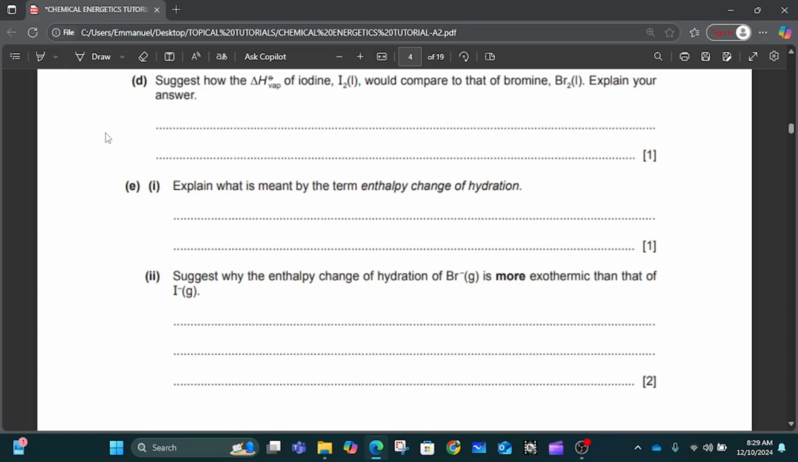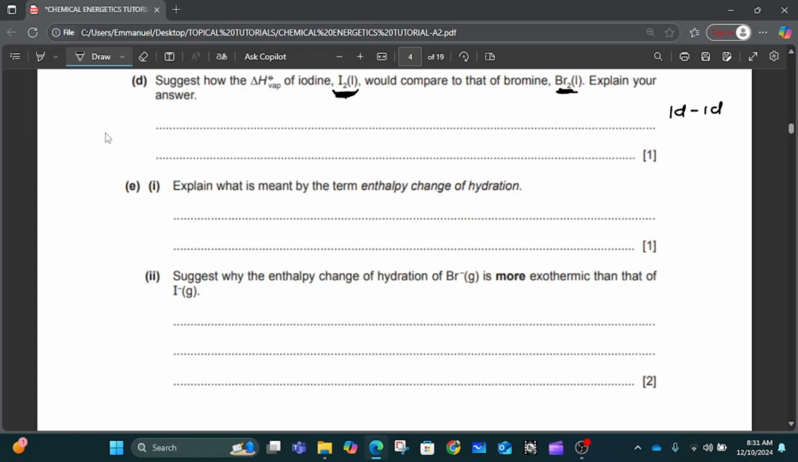D. Suggest how the standard enthalpy change of vaporization of iodine would compare to that of bromine. Explain your answer. The enthalpy change of vaporization is actually the energy required to heat the I2 liquid or the Br2 liquid to the gaseous state. And this is dependent on the strength of the forces within these molecules. Now for I2 liquid and Br2 liquid, they have weak van der Waals forces. The specific type of van der Waals forces is instantaneous dipole induced dipole interaction, that is ID-ID interaction.